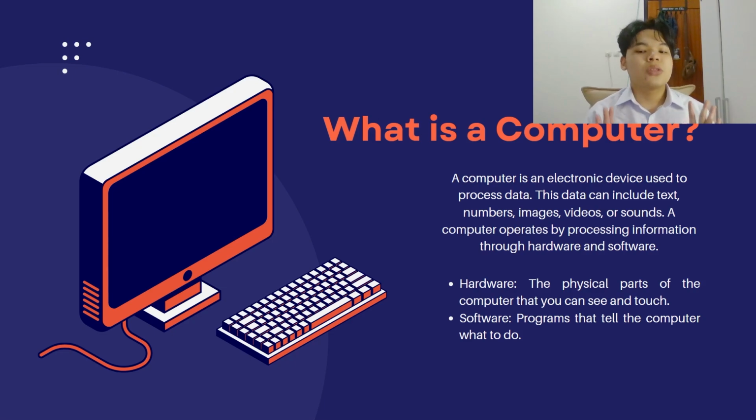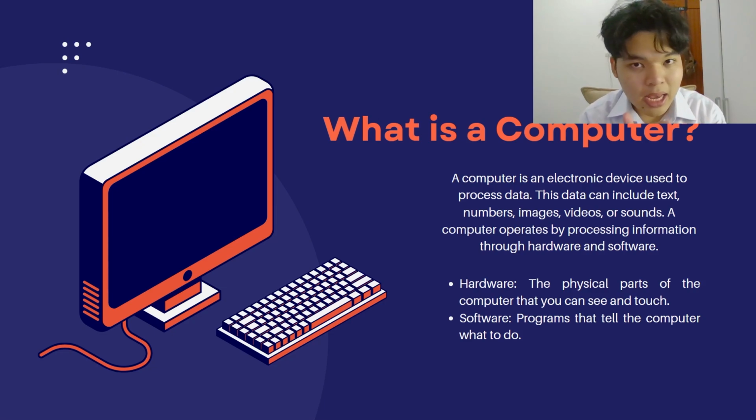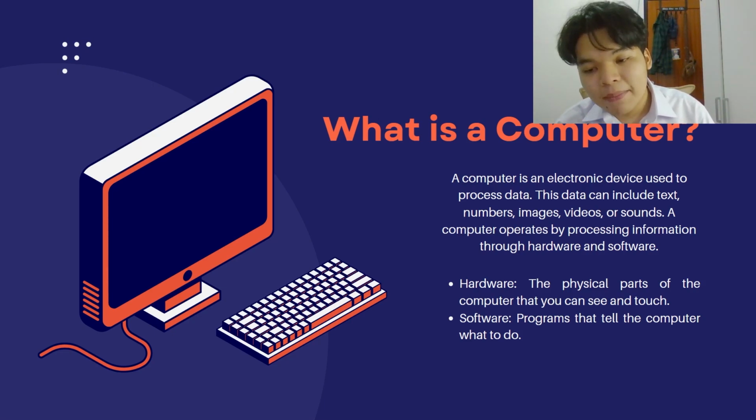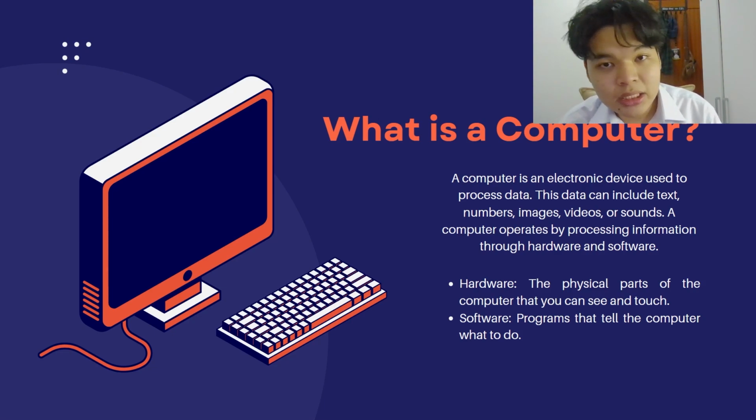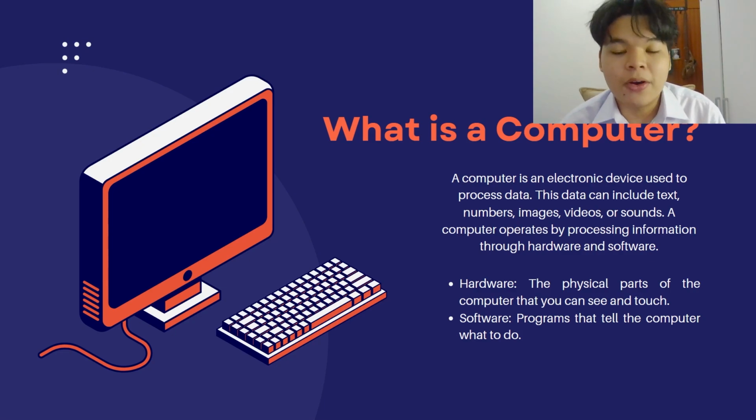And now we're talking about hardware and software. Hardware, the physical parts of the computer that you can see and touch. For example, you have keyboard and mouse. These are physical parts of the computer you can see and touch. Next, we have software, programs that tell the computer what to do. For example, you have a calculator application in your computer, and maybe you can say that is software, okay?